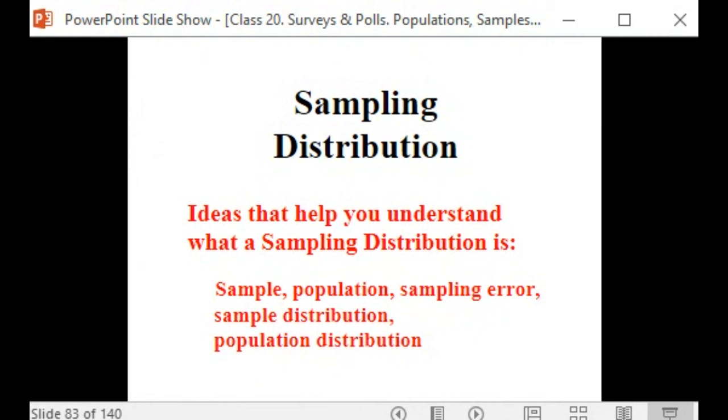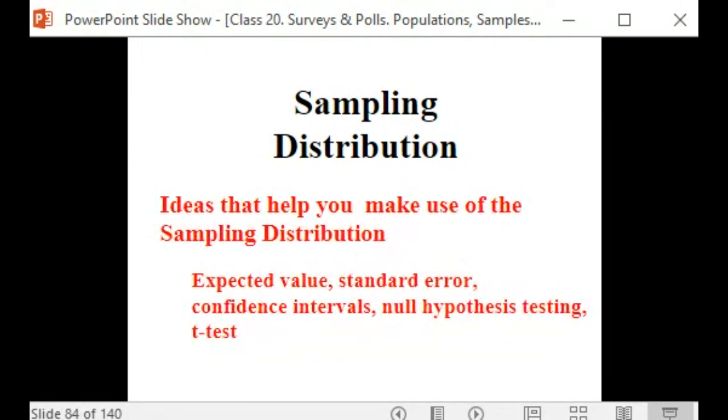So here's a list of some of the things that are all related to the sampling distribution. You've already learned the first three today. You learned what a sample is, what a population is, and what sampling error is. So we're already learning concepts that are related to the sampling distribution. Also, during the next 3 weeks, you're going to learn ideas that help you make use of the sampling distribution, because sampling distributions are so useful. I won't go through the whole list of things that are coming up. You'll see them when they come.